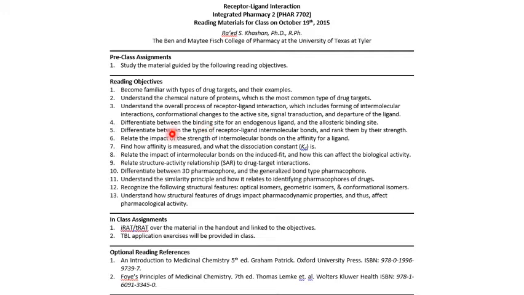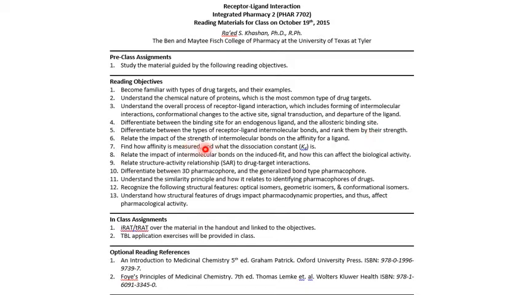You should be able to differentiate between an endogenous ligand binding site and an allosteric binding site. Also differentiate between the different types of intermolecular bonds and be able to rank them by strength, particularly the first four types, which are the covalent, ionic, hydrogen bond, and van der Waals interactions.